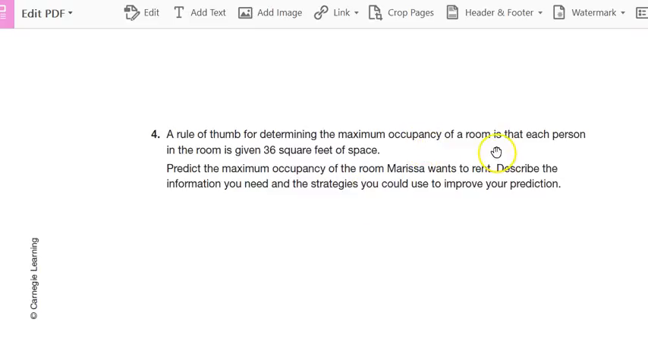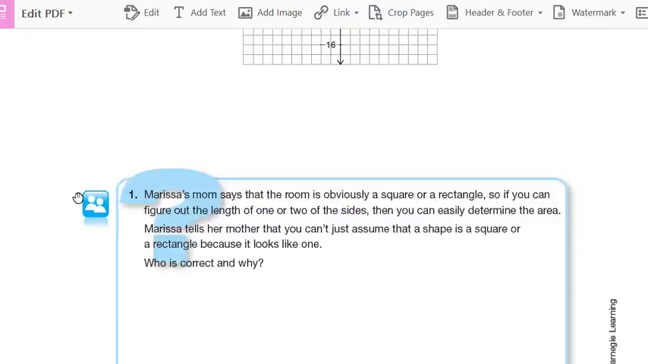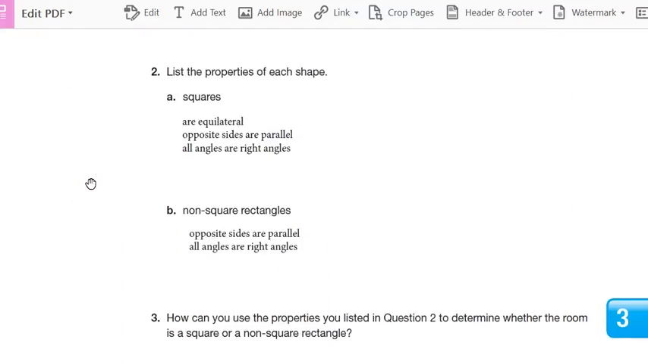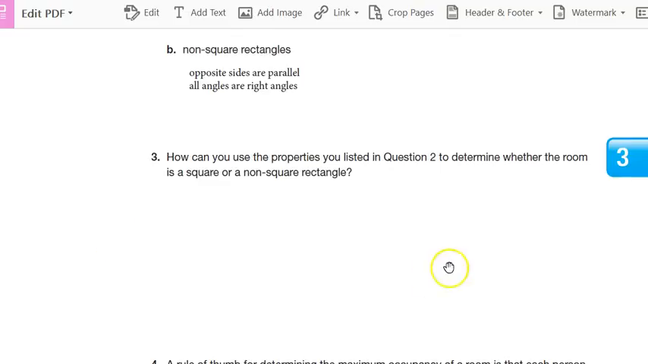Now, the rule of thumb is that the maximum occupancy of a room is that each person in the room should be given 6 square feet of space. So what you have to do is say, okay, she's going to need 36 square feet of space for each person she wants to bring to the party. Does it say how many people she wants to bring? It just says all of her friends and their families, so you have to figure that out. If she's got 30, 40 people, I don't know. Maybe she doesn't have that many friends. But you have to figure that out, okay?